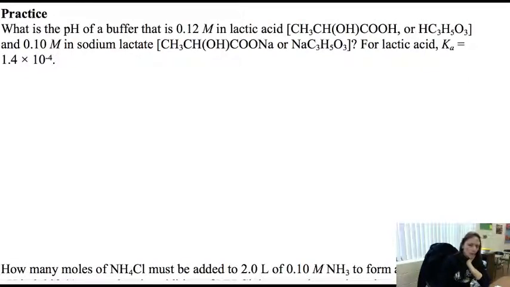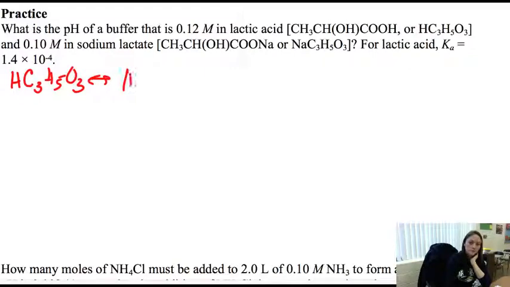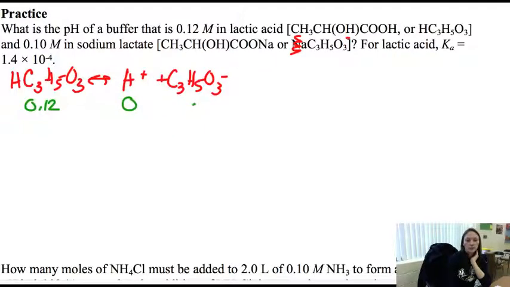One is the pH of a buffer that is a 0.12 molar solution in lactic acid and 0.10 molar in sodium lactate, and the lactic acid Ka is given there. I could go the route we were doing earlier with the common ion effect and do HC3H5O3 and how that falls apart. Because this sodium really doesn't do anything, I'm looking at the lactate. I have a 0.12 molar solution of the lactic acid, I don't have any product there, and I've got 0.10 here. That way I'm shifting to the right. I've got my Ka, which is 1.4 times 10 to the negative fourth.